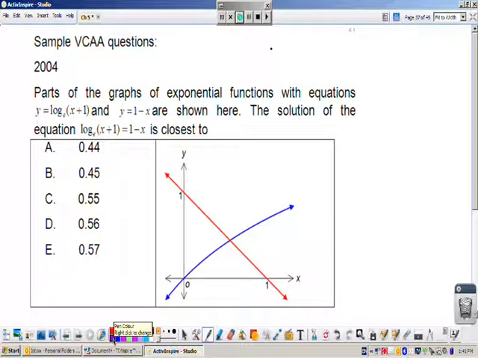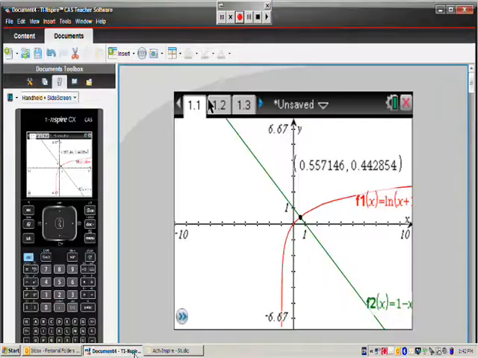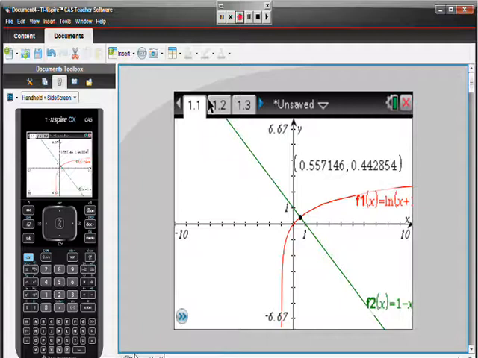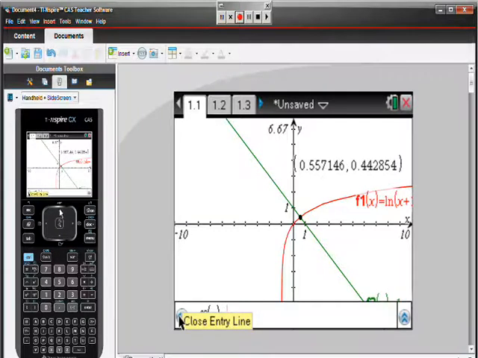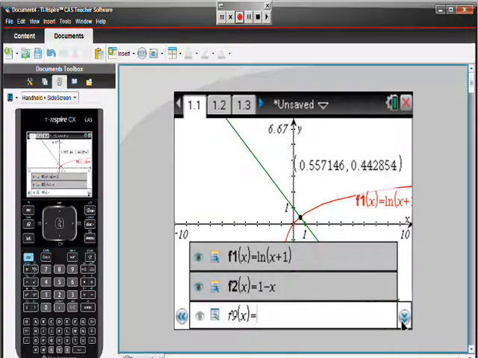Right, so we've got a question here from 2004, and it's coordinate. The most efficient way to answer this question is to quickly pick up your calculator and just make sure that you enter the two equations correctly. So I've put both of them in on the same page, and you can see that we've found the point of intersection, and here we've got the x coordinate that we're interested in.